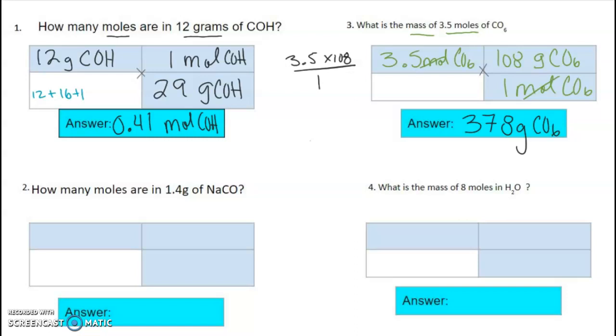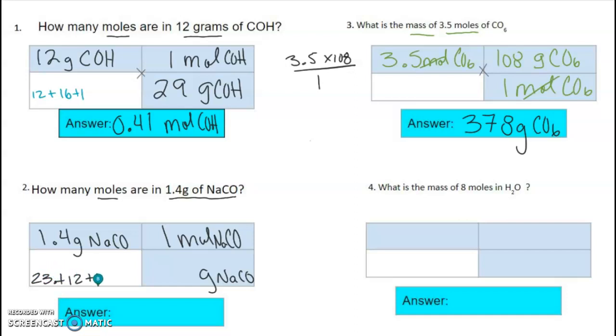All right, let's try some more. So we have how many moles are in 1.4 grams of NaCO. We're going to put our given, which is the number it gives us, 1.4 g NaCO. We're going to put grams on bottom to cancel, and our 1 mole on top. Na is 23, or 22.99, so it'll round up, plus carbon, plus oxygen. So our mass, if you add those numbers together, will come out to 51 grams.